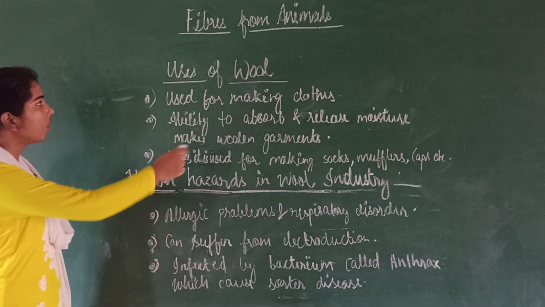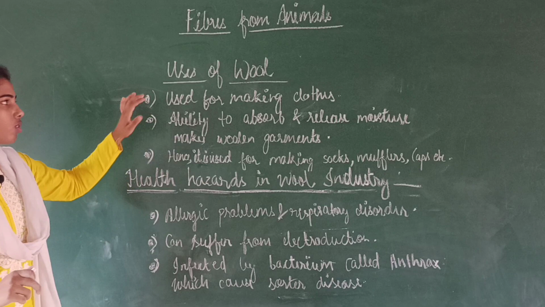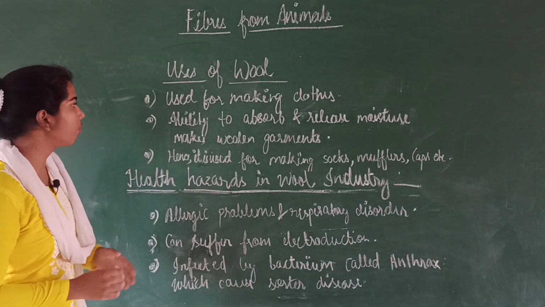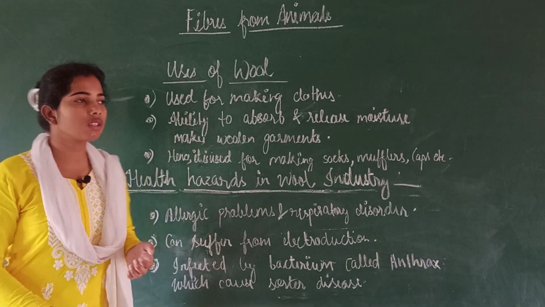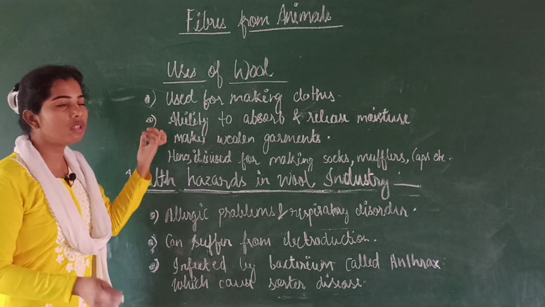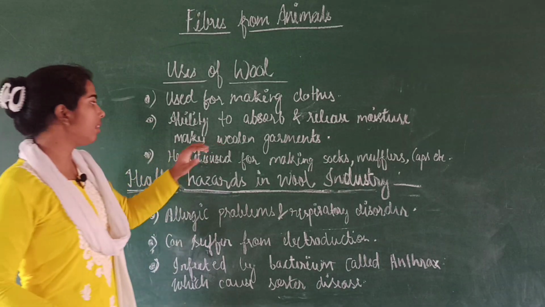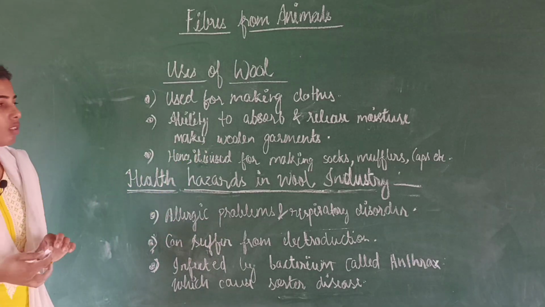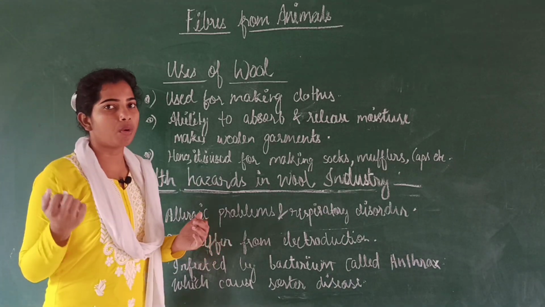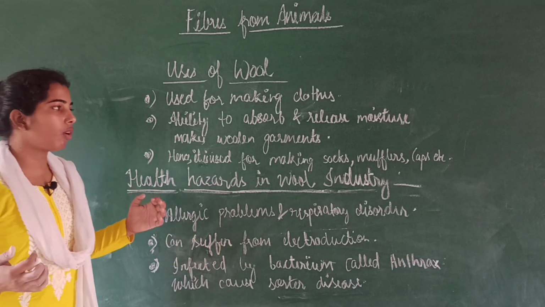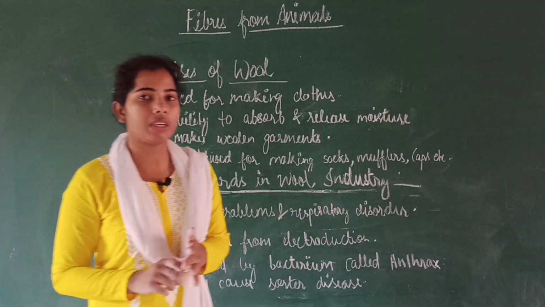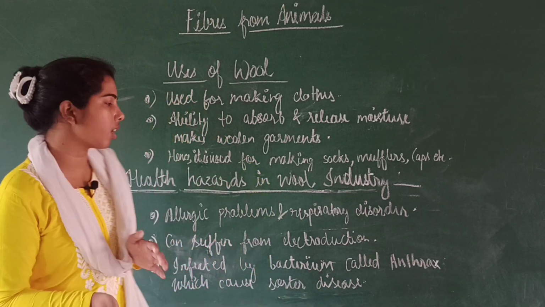In this topic, we learn about the uses of wool. What are the uses of wool in our daily life? Wool is used for making clothes, as you all know. Second point is wool has the ability to absorb and release moisture from the woolen garments. Wool traps the heat energy from our body and keeps our body warm. Hence, it is used for making socks, mufflers, sweaters, caps, etc.